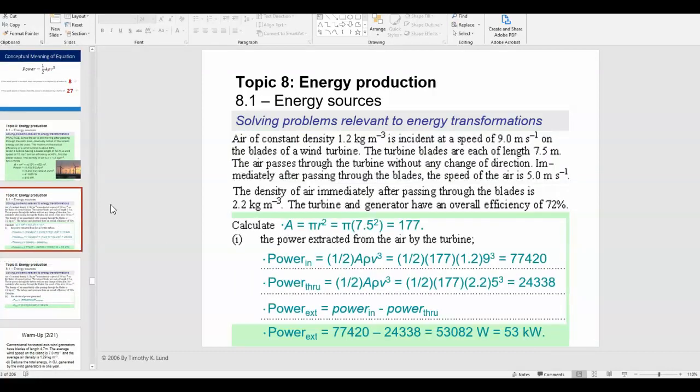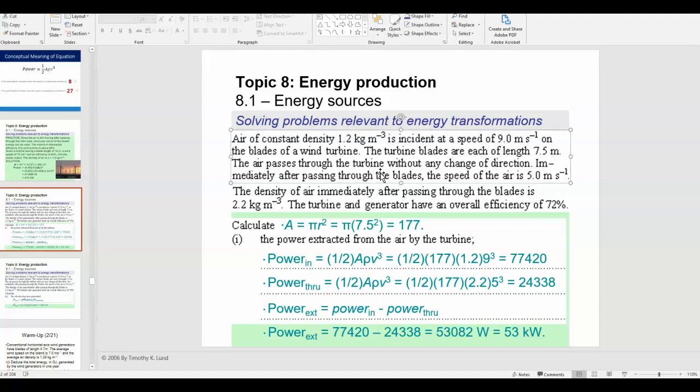All right, so here again, I just want to show you this problem is already worked out. I'm not going to work it out because you can see the question and the work for yourself. Basically the problem says air of constant density 1.2 kilograms per cubic meter is incident at a speed of 9 meters per second on the blades of a wind turbine. The turbine blades are each of length 7.5 meters, so that would be like the radius.